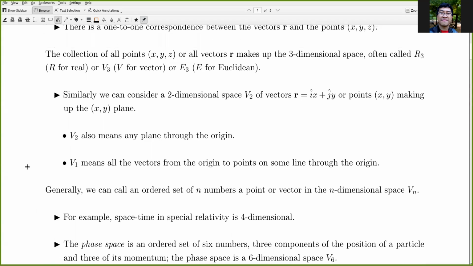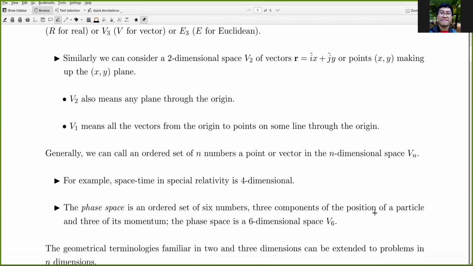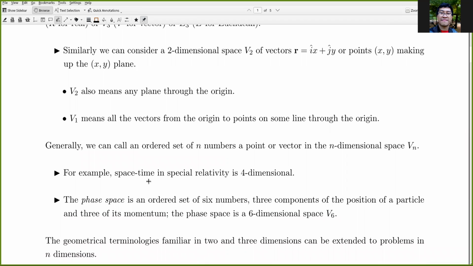So this is a more generalized treatment for vector space. Such examples that exist in physics are the space-time in special relativity. So you have V4, which is four-dimensional. You will also encounter phase space where you have six coordinates, three components for position, three for momentum. So there's a total of six. It's a six-dimensional space, V6.